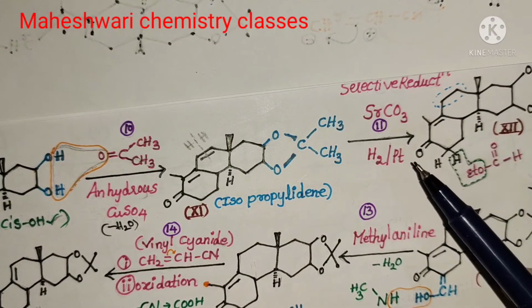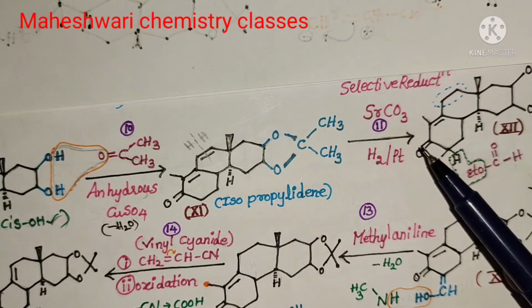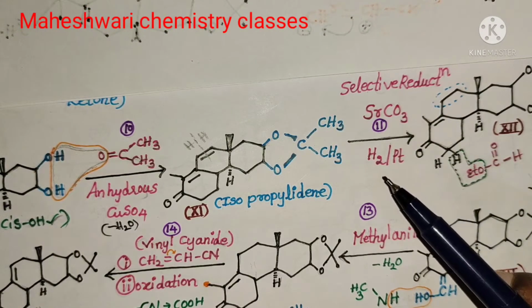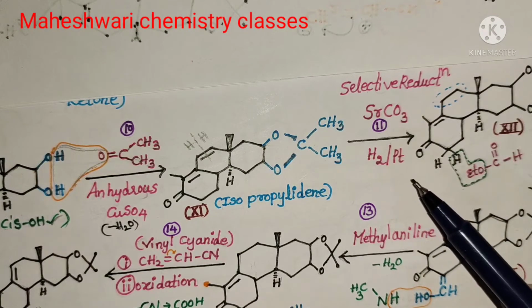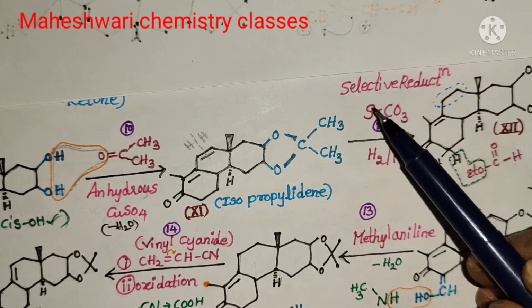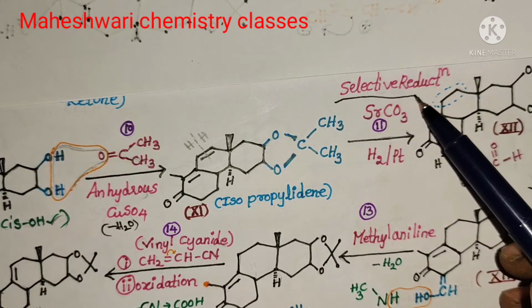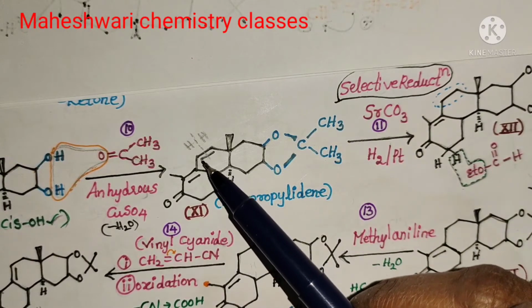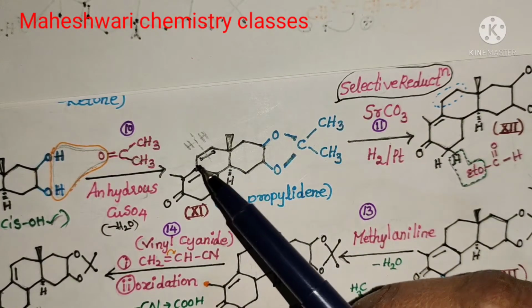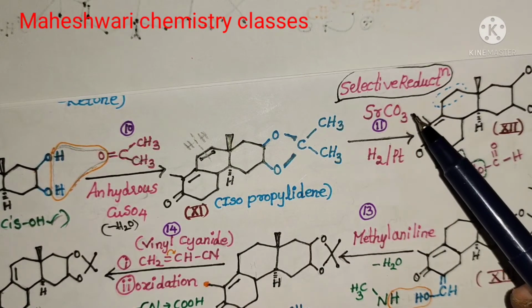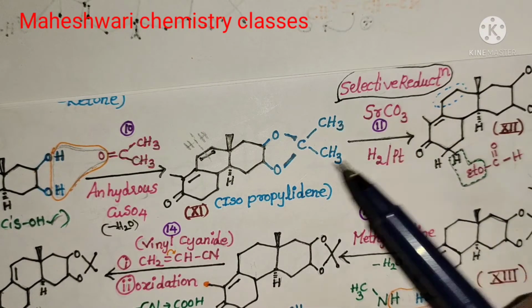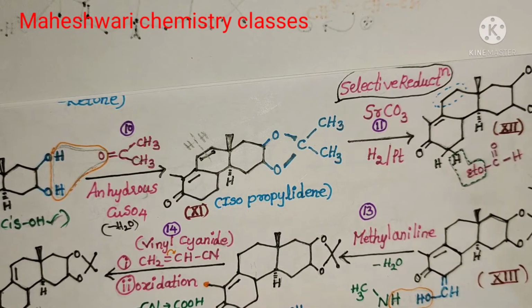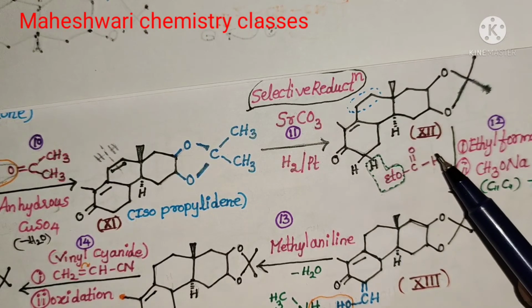Again it reacts with strontium carbonate. Actually it is a selective reduction. In the presence of platinum metal, hydrogenation occurs, nothing but a reduction reaction, especially selective, nothing but what we have to reduce, only that one is reduced, right? So here only this pi bond is reduced, for that purpose we are using this selective reduction reagent. At that time this pi double bond is converted to a single bond. So this is our 12th compound.